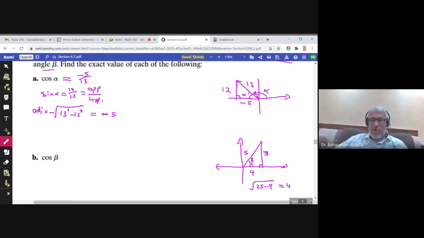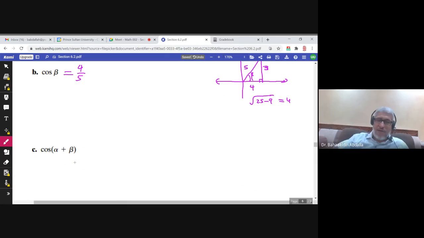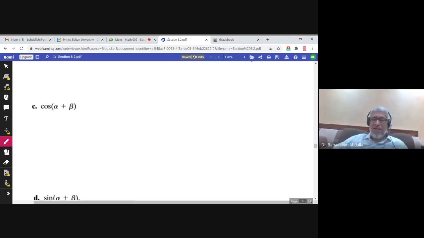Now what do we need? Cosine beta. You have the triangle of beta, so you can find any trigonometric function of beta. Cosine beta, adjacent over hypotenuse, is 4 over 5. And now the question: find cosine alpha plus beta. Well, by definition, cosine alpha plus beta is cosine alpha cosine beta minus sine alpha sine beta.